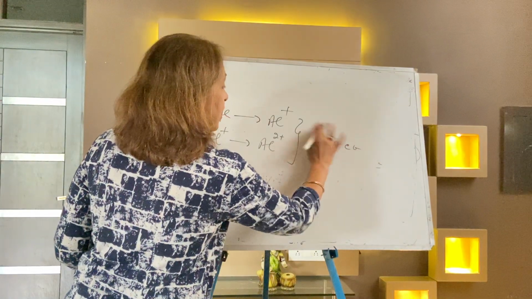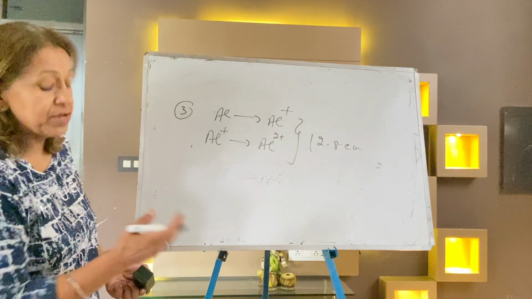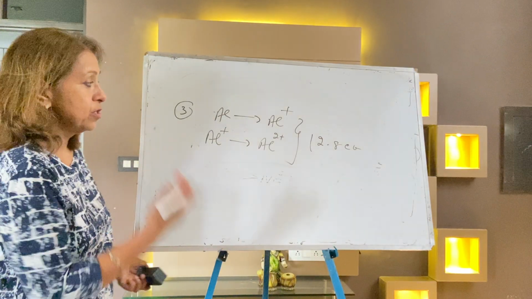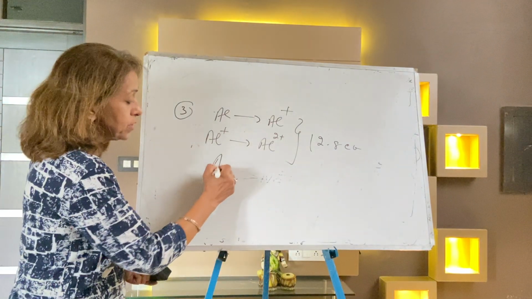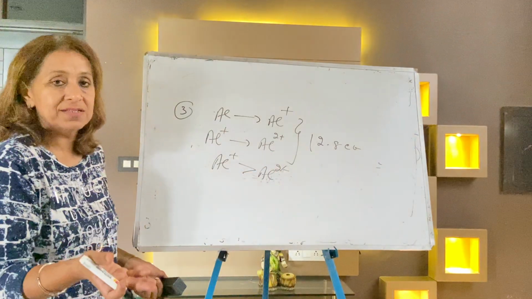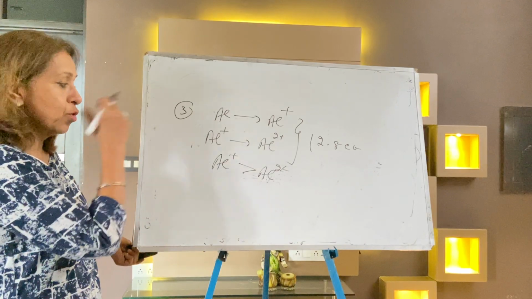If the difference is greater than 11 electron volt, then which state is stable, higher or lower? Your lower state is stable. The answer is aluminium plus is more stable than aluminium 2 plus. If the difference is less, you can easily take out an electron, then higher states are stable. So it's the lower state that is stable here.